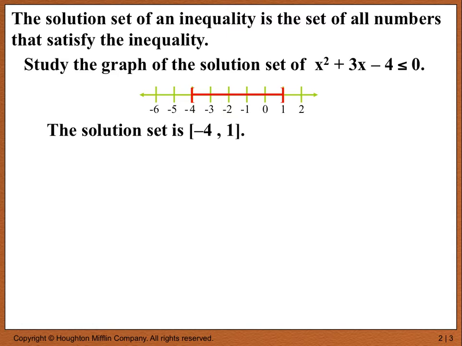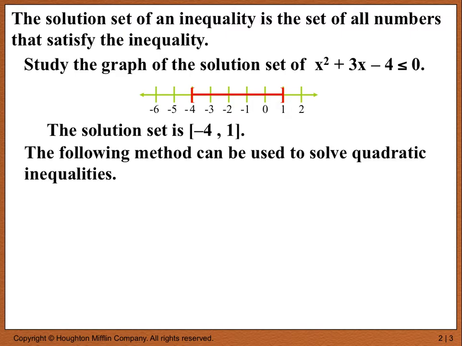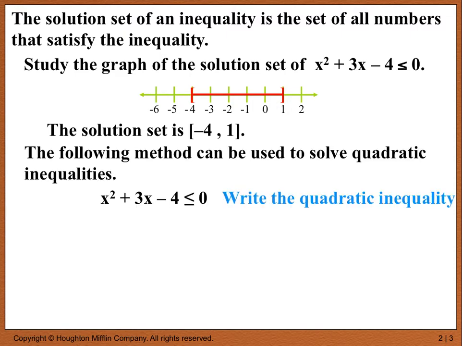So how do we get that? Well, these are the steps to find the solution set for a quadratic inequality. It's not the only method, but I'll go through one method first on this screen and the next, and then we'll get into another method after. The following method can be used to solve quadratic inequalities: x squared plus 3x minus 4 is less than or equal to 0. You first, of course, write the quadratic inequality.